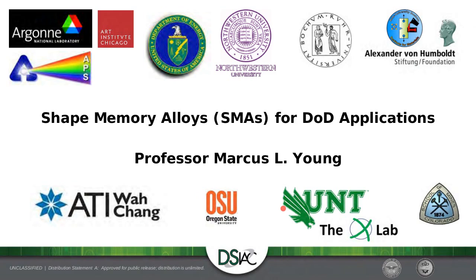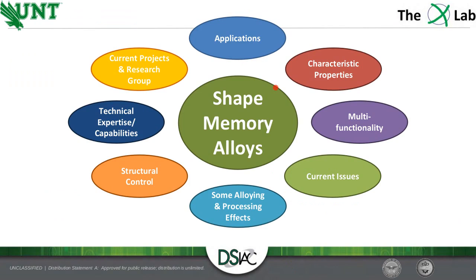A lot of the work that I'm going to show today comes from these various places, and also within my own group, and with collaborations like NASA and ARL and AFRL. Okay, so I'll go to the next slide. Let me give you an overview of what I'm going to talk about. I'll get a little bit into what shape memory alloys are, the applications, the characteristic properties, multifunctionality aspects of it, current issues, some of the alloying and processing effects, structural control and how we do that, then some of my technical expertise and capabilities within our lab, and then the current projects in my research group.